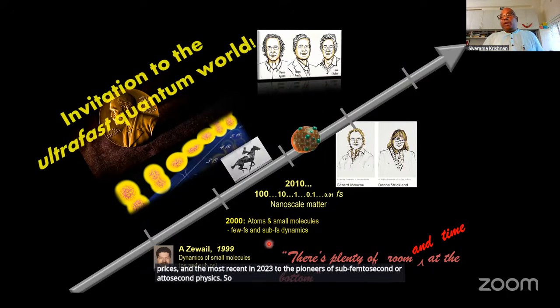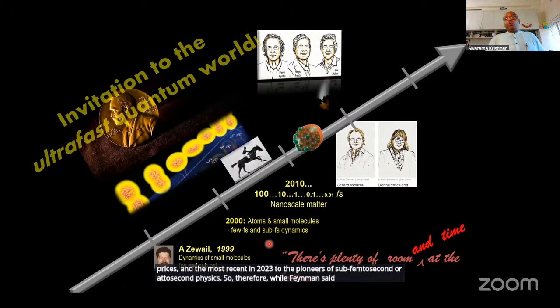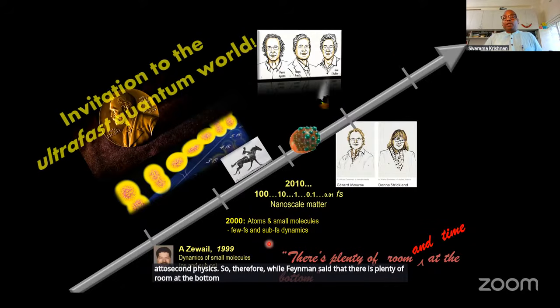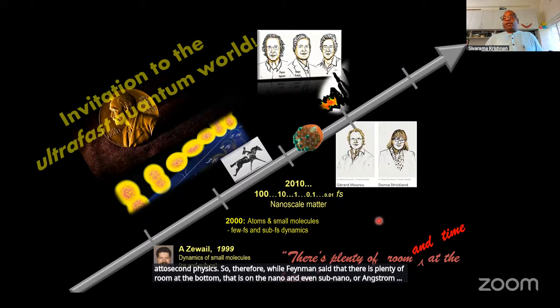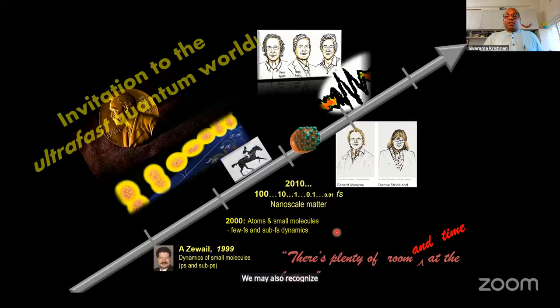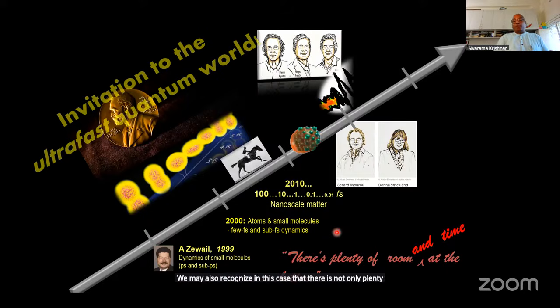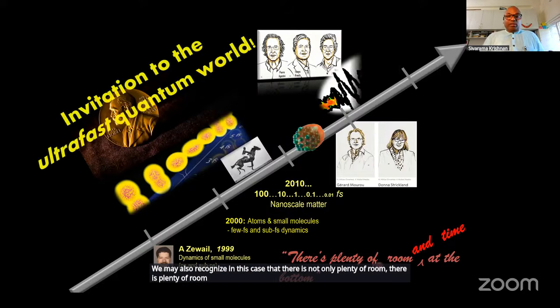So therefore, while Feynman said that there is plenty of room at the bottom, that is on the nano and even sub-nano or angstrom scale, we may also recognize in this case that there is not only plenty of room, there is plenty of room and time at the bottom.